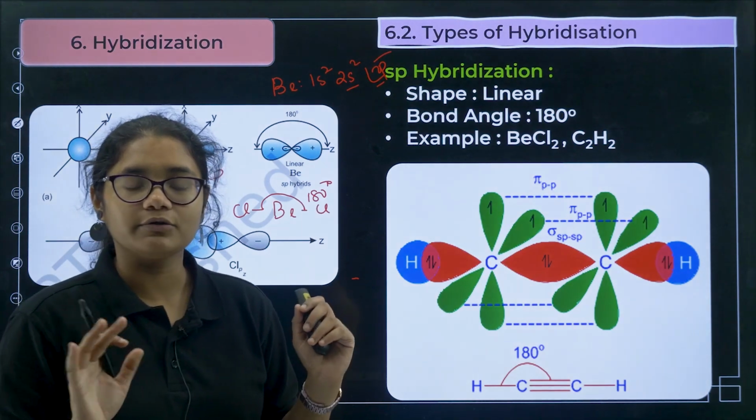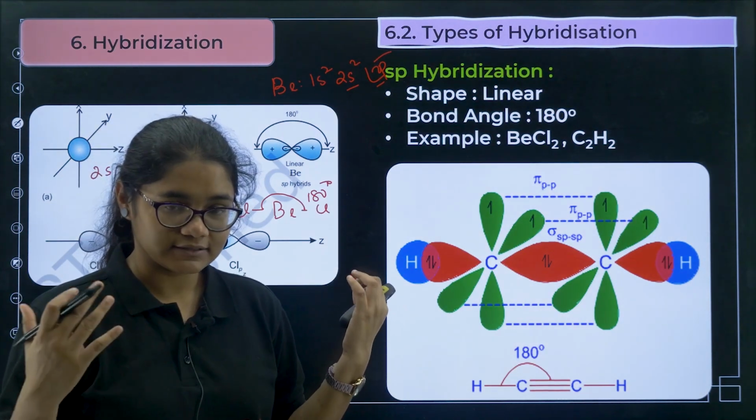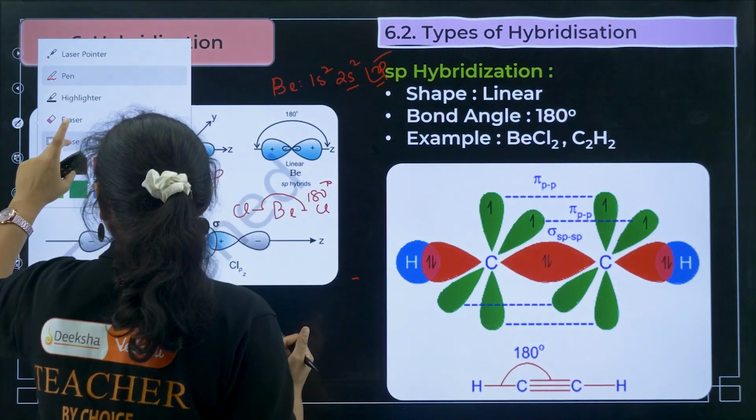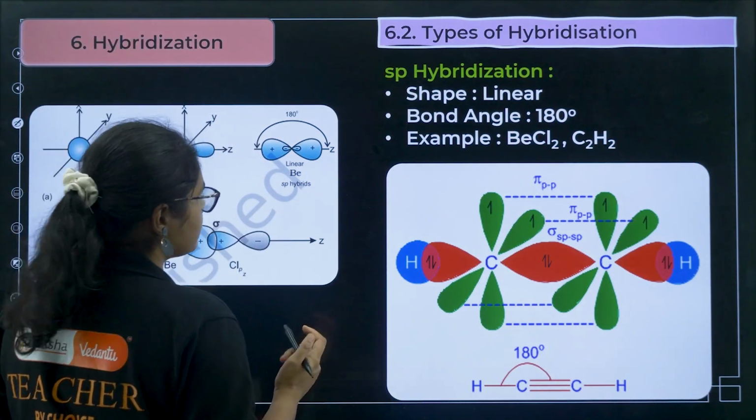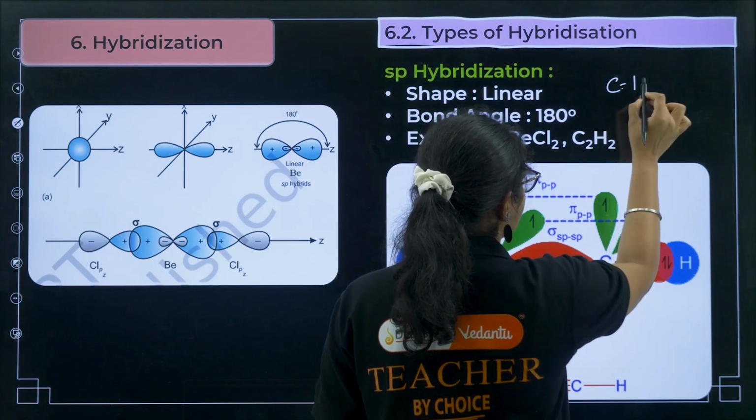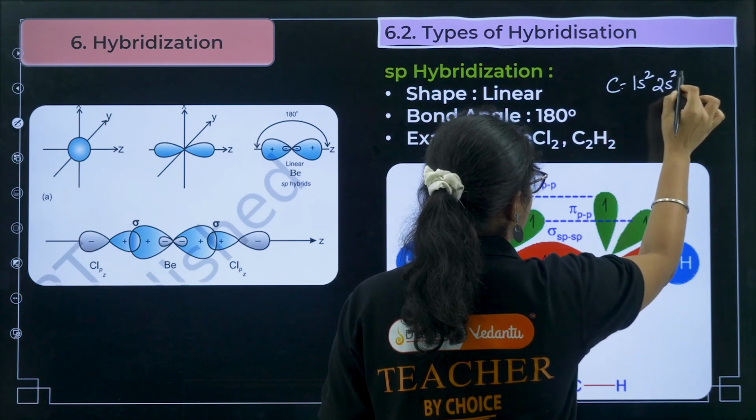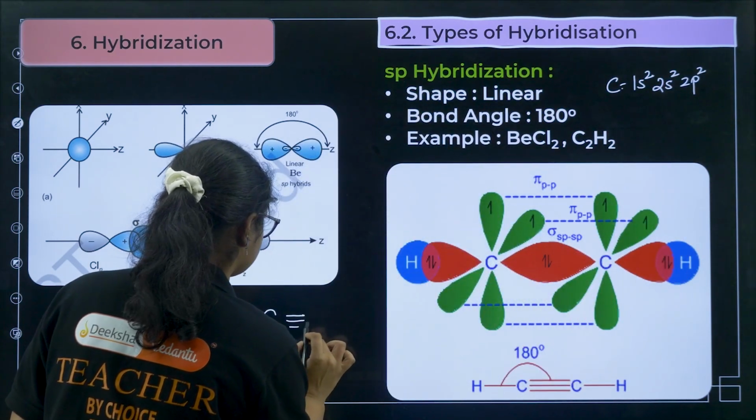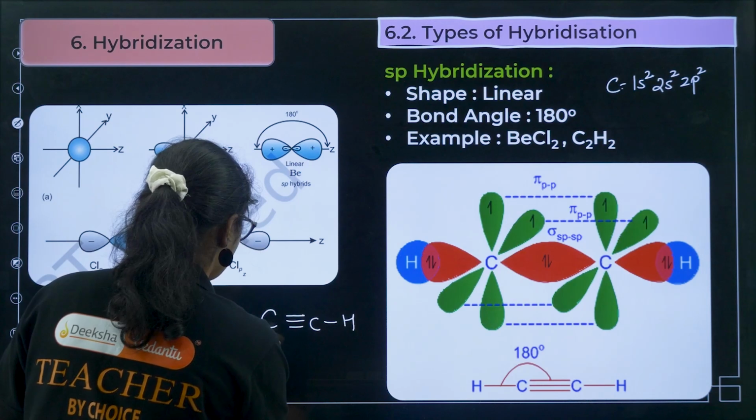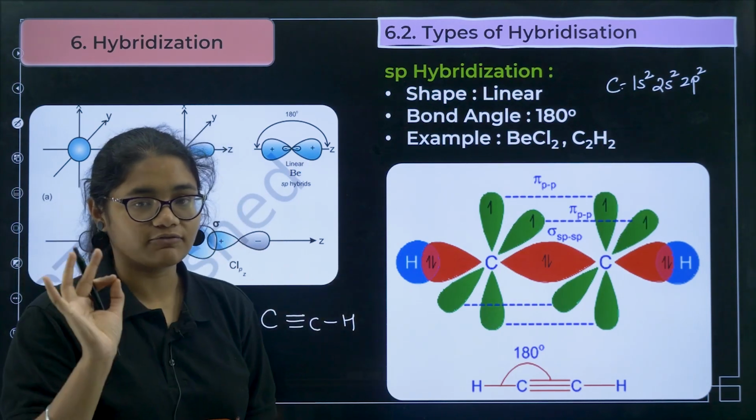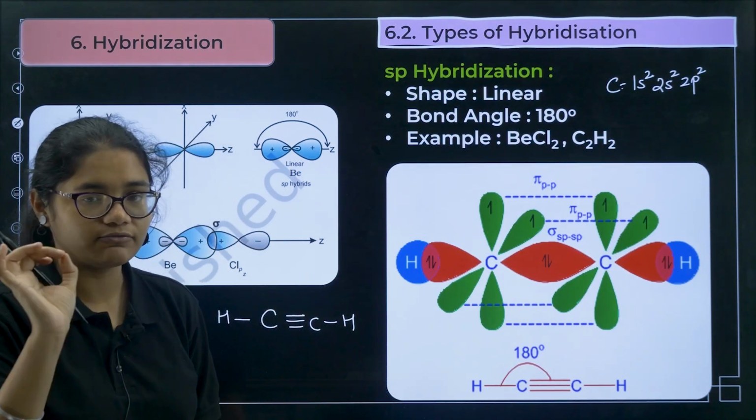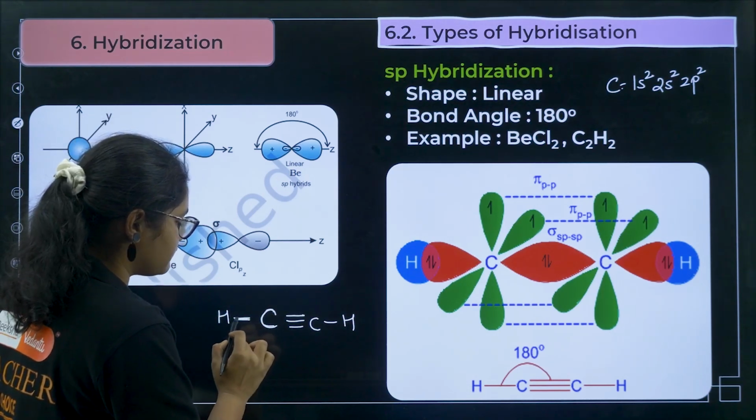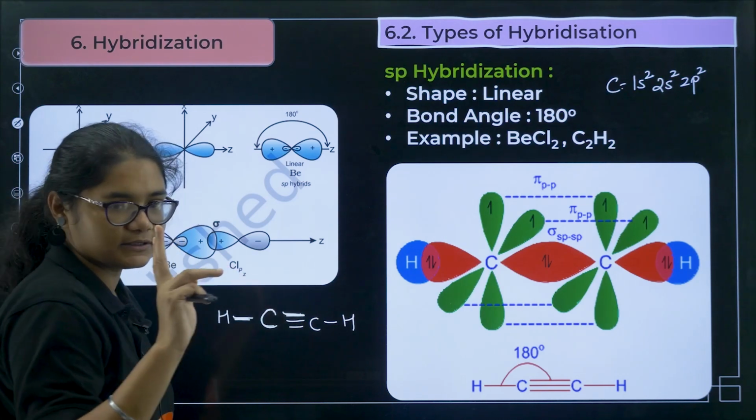Next, another example is the ethyne molecule, which has sp hybridization. Let me explain here. Carbon has the electronic configuration 1s2, 2s2 and 2p2. Now the ethyne molecule has a structure like this, right? Hybrid orbitals can only form sigma bonds. So this carbon forms one sigma bond here and one sigma bond here. Two sigma bonds are formed.